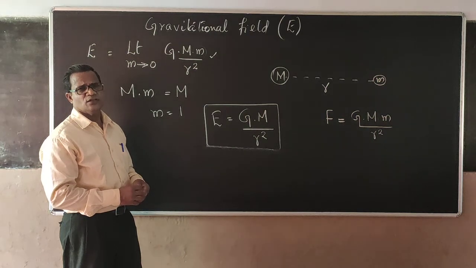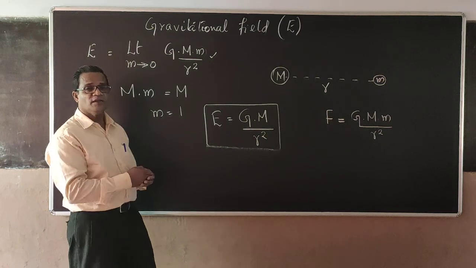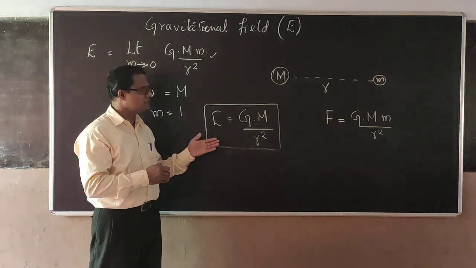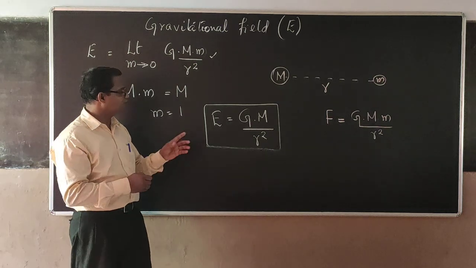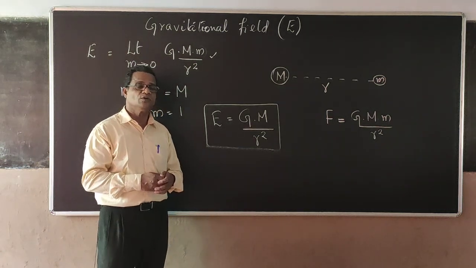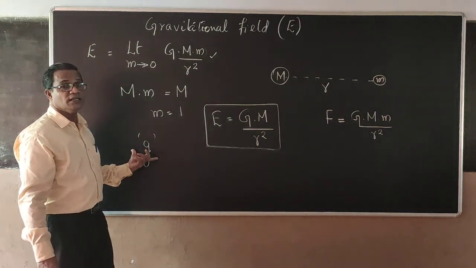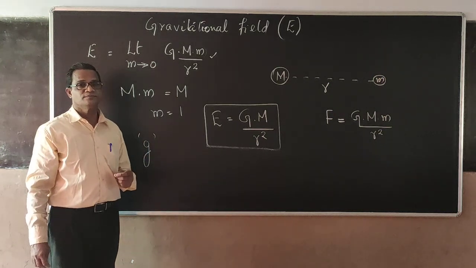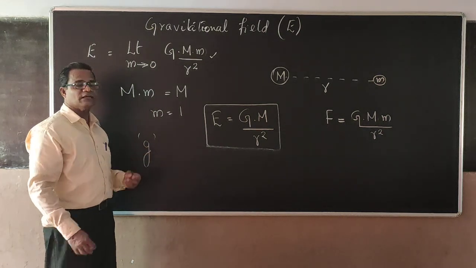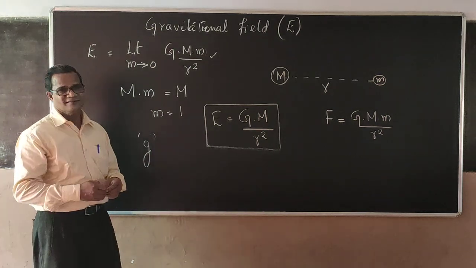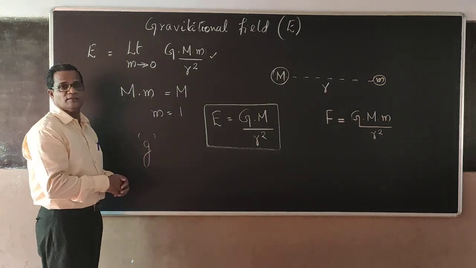And for those who are very inquisitive, this equation you are familiar with from 9th standard. You might have studied it in 9th standard. But there you got this field magnitude to be equal to small g, acceleration due to gravity at the place. So gravitational field and this acceleration due to gravity have the same sense. So this is all about the gravitational field.